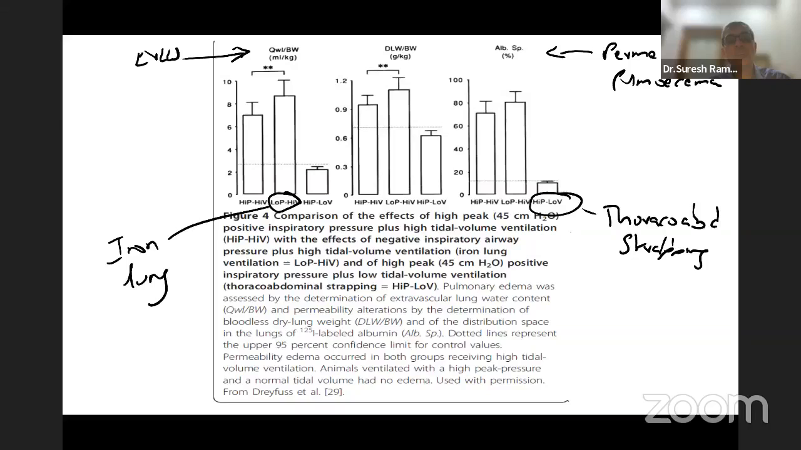And whether this was pressure causing the effect or the volume, this was a seminal paper published again from the same group from Dreyfus, which really looked at high pressure, high volume, or a low pressure, high volume ventilation, which is an iron lung, or a high pressure, low volume, which is by strapping the thoracoabdomen so that your lung doesn't have too much tidal volume. The standard norm in those days was high tidal volume ventilation.